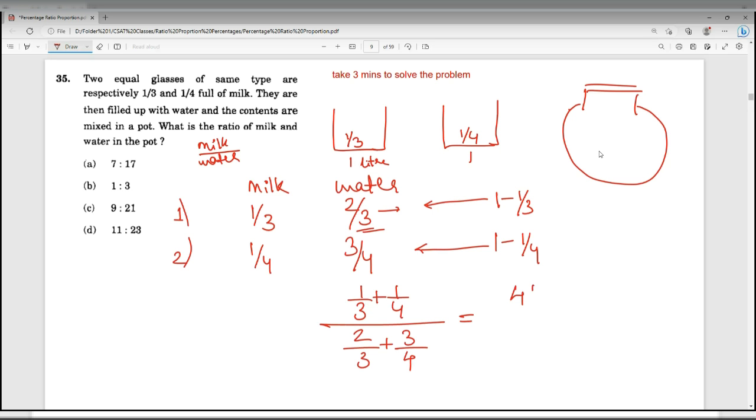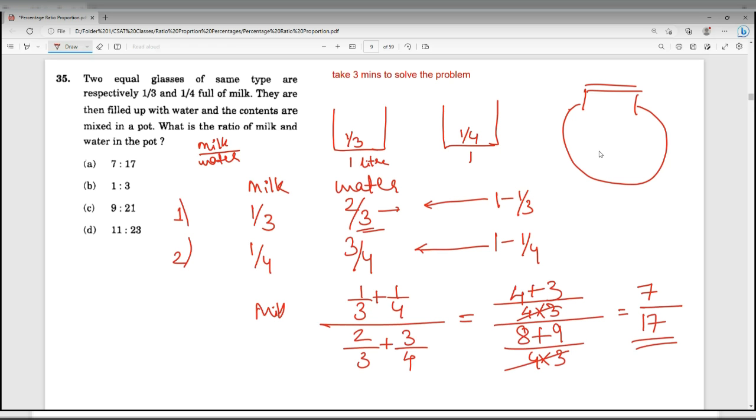This is (4 plus 3)/(4 into 3) divided by (8 plus 9)/(4 into 3). 4 into 3, 4 into 3 gets cancelled. We have 4 plus 3 is 7, 8 plus 9 is 17. So the ratio of milk and water is 7/17. So the correct option is option A. So the majority have got the correct answer. If you still have any doubts, you can raise your hand, or else we'll move to the next question.